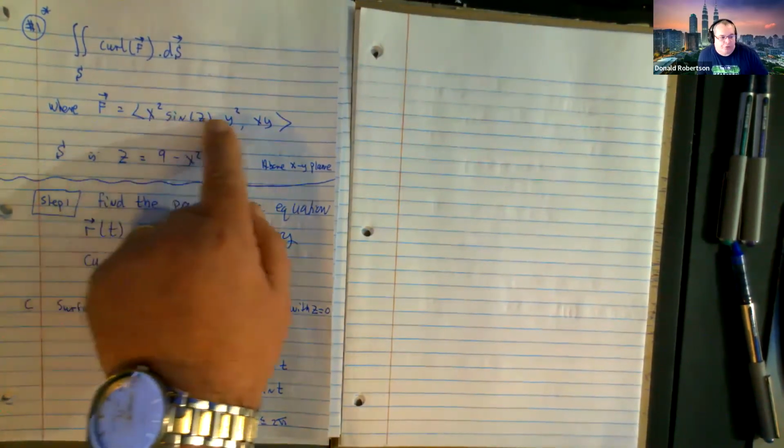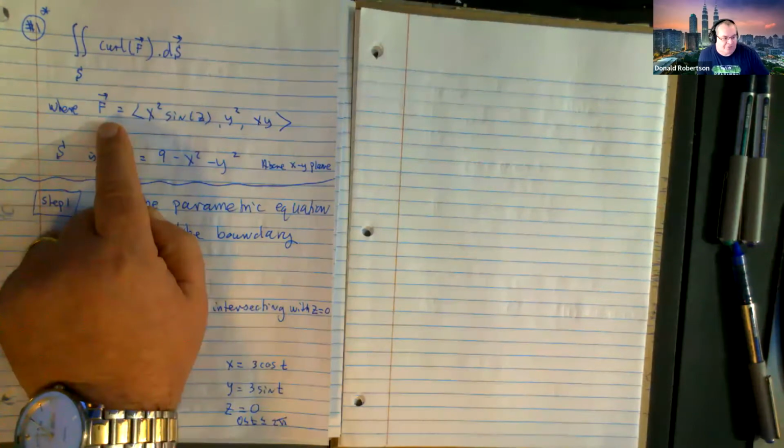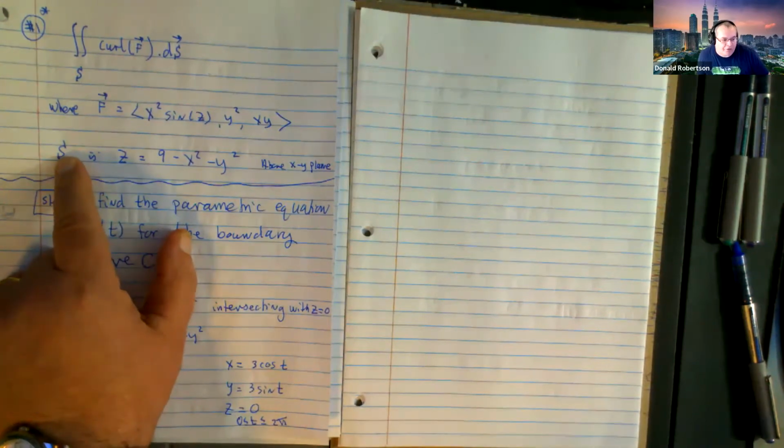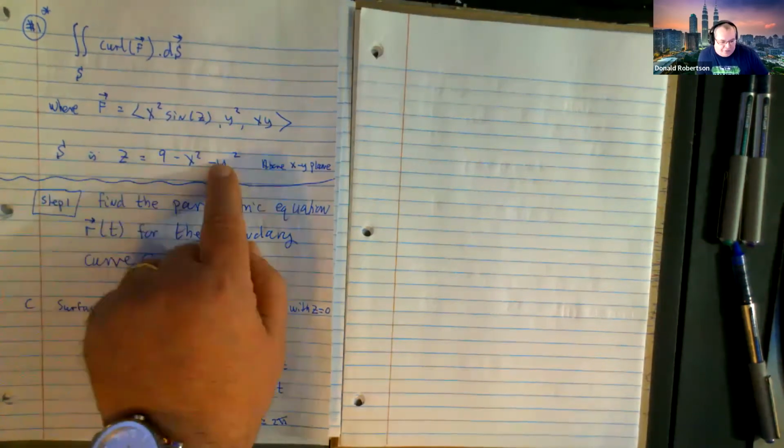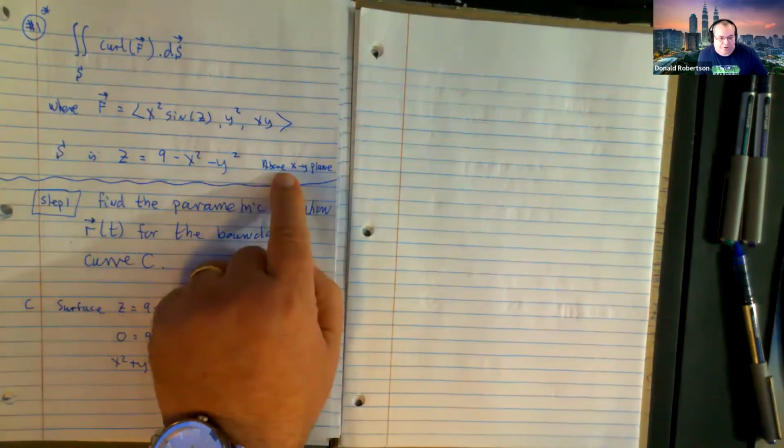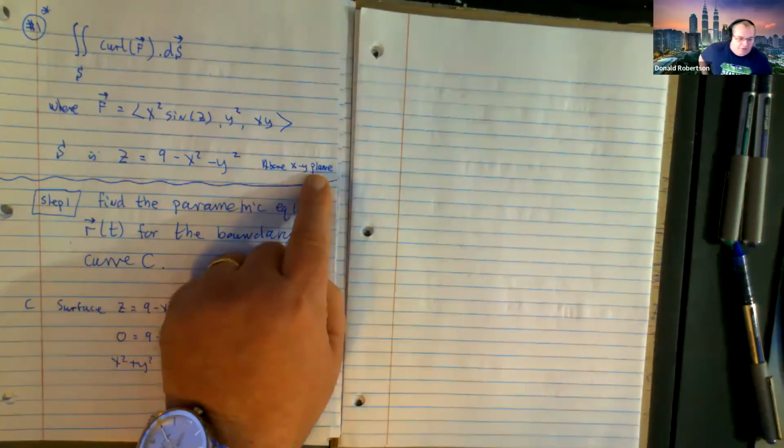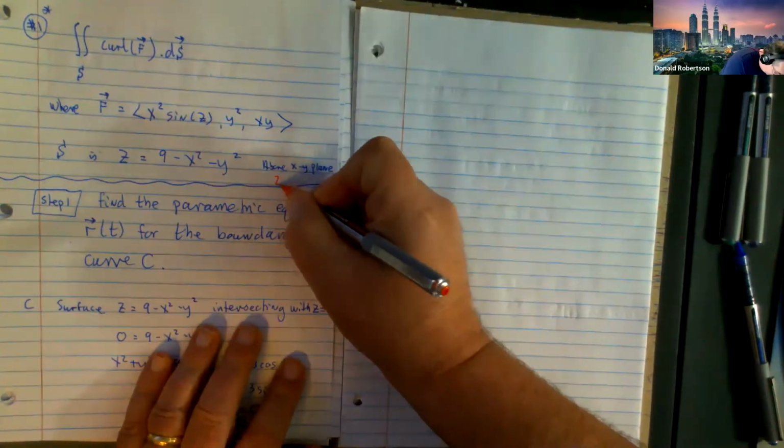Right, in question 1, as in all 4 questions, you're being asked to find this surface integral. They have told you who F is, which is fine because they have to. And they're telling you the surface S is this guy, and they're telling you it's above the XY plane. So what they're really telling you there is that Z equals 0.